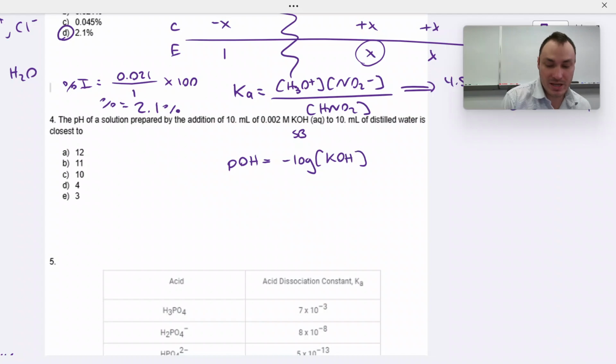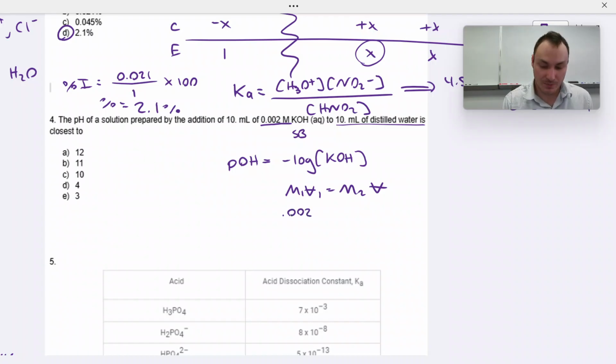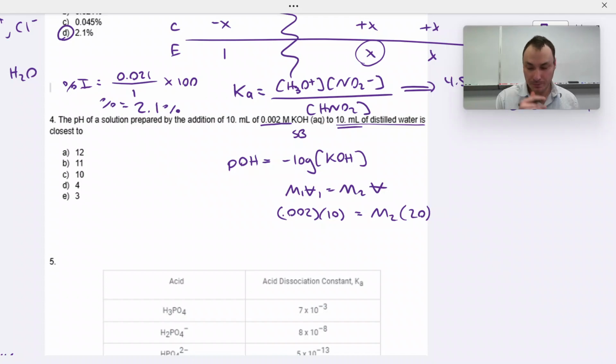Now, we can't just plug in this concentration yet because we are adding 10 milliliters of distilled water, which means we're diluting it first. So before we plug in a concentration, we have to find out what the new concentration after dilution is. And for that, we go to M1V1 equals M2V2, our trusty dilution equation. The initial molarity is 0.002. The initial volume is 10 milliliters. The final molarity is what we're solving for, and the final volume is 20 milliliters. Once we add that extra 10, we get to 20 milliliters in total.